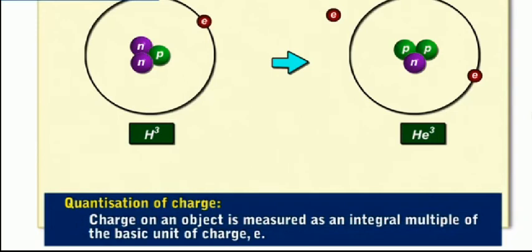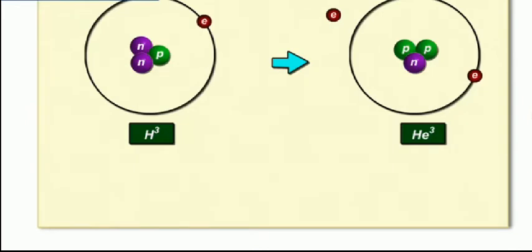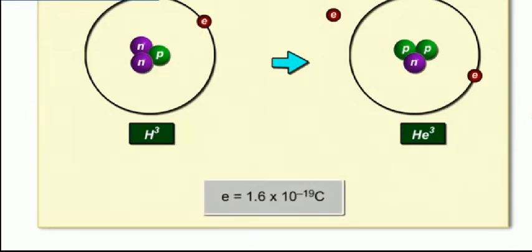The charge on an object is measured in an integral multiple of the basic unit of charge that the proton or electron carries and is denoted by e. This property is called quantization of charge. The magnitude of the basic unit of charge e is 1.6 times 10 raised to the power minus 19 Coulomb.